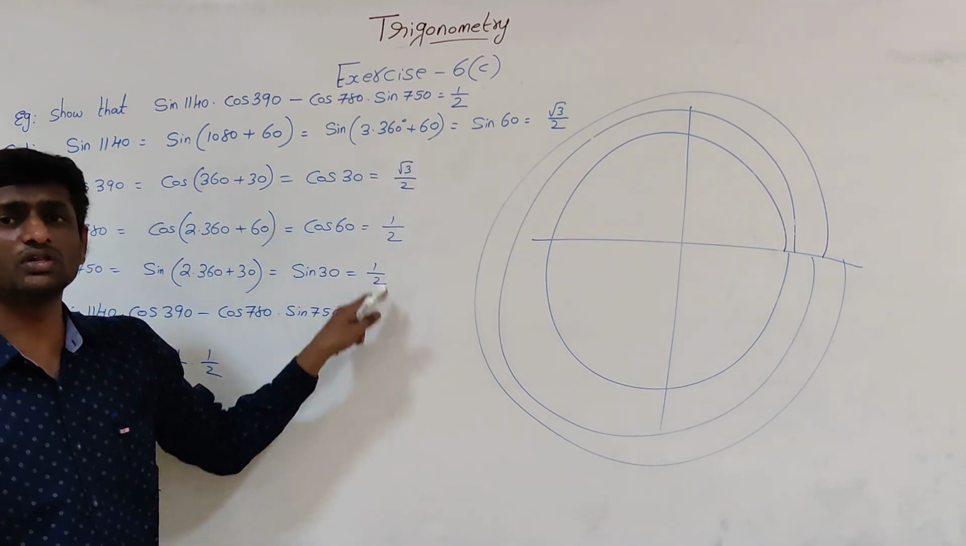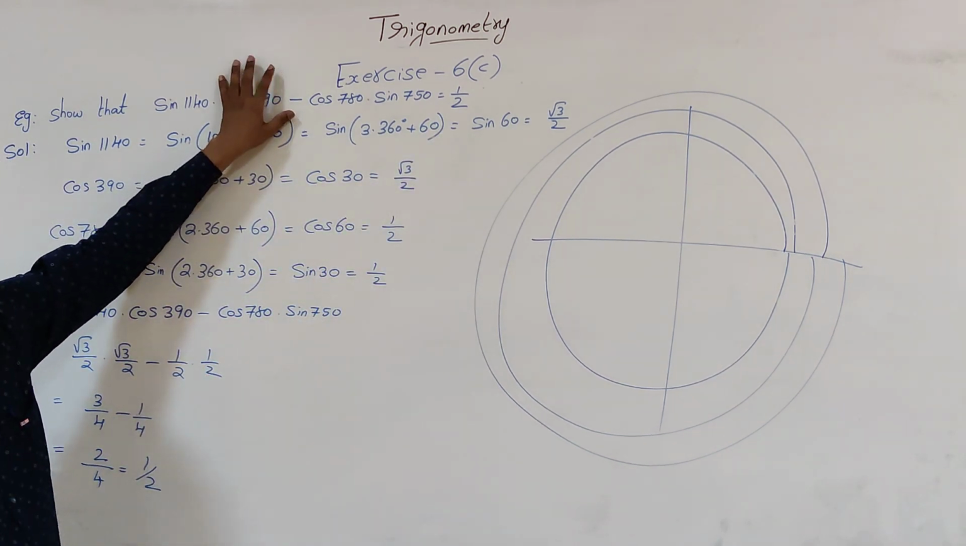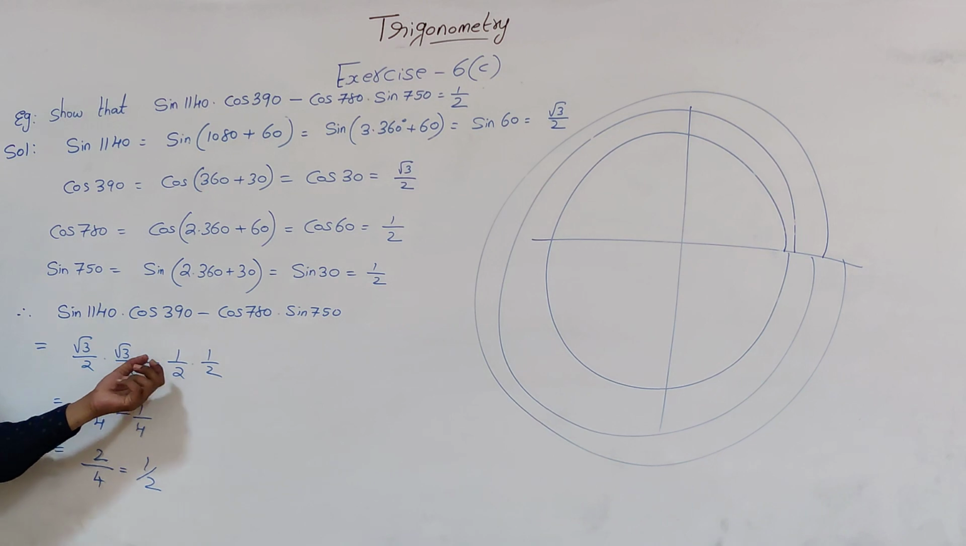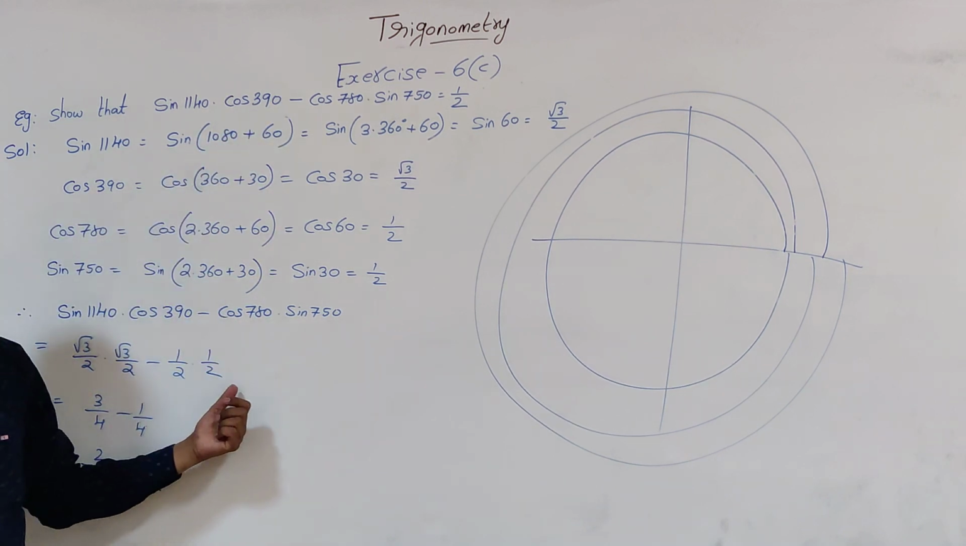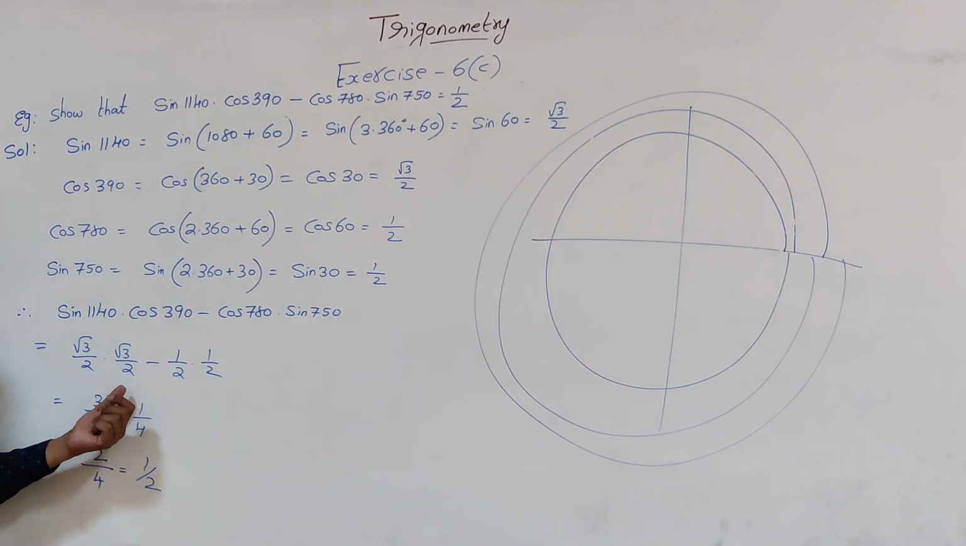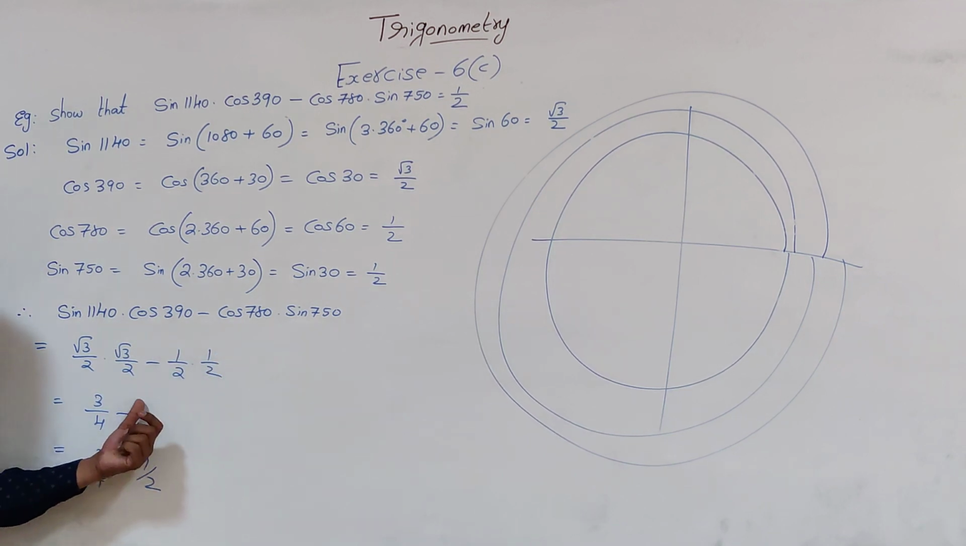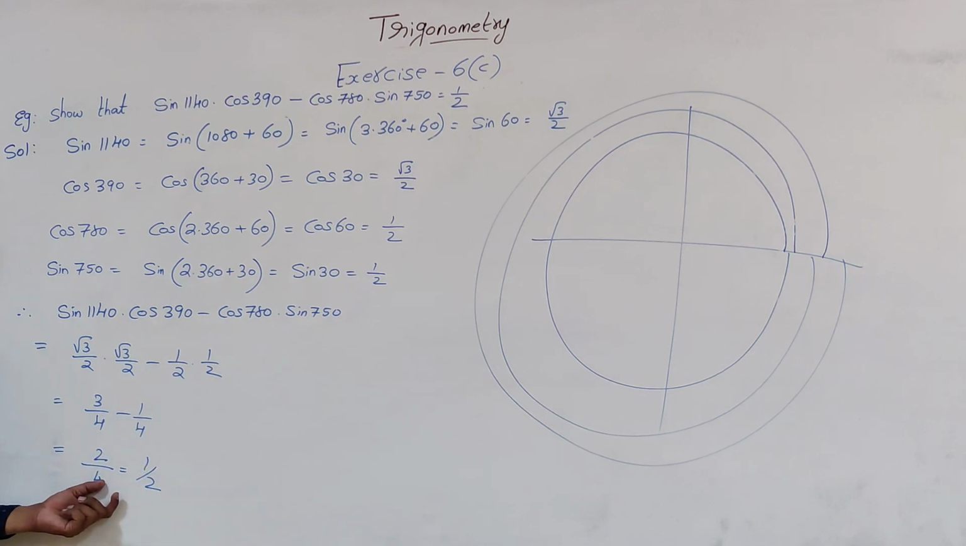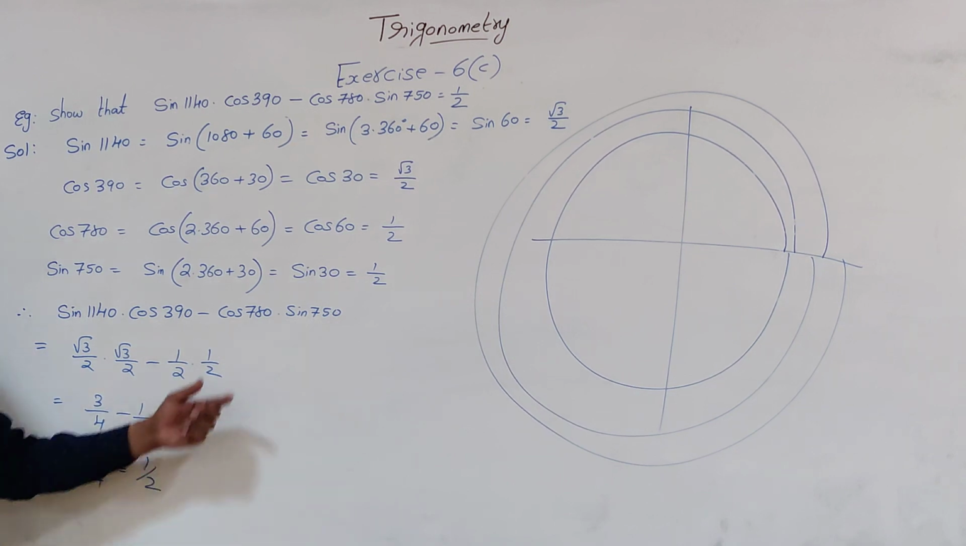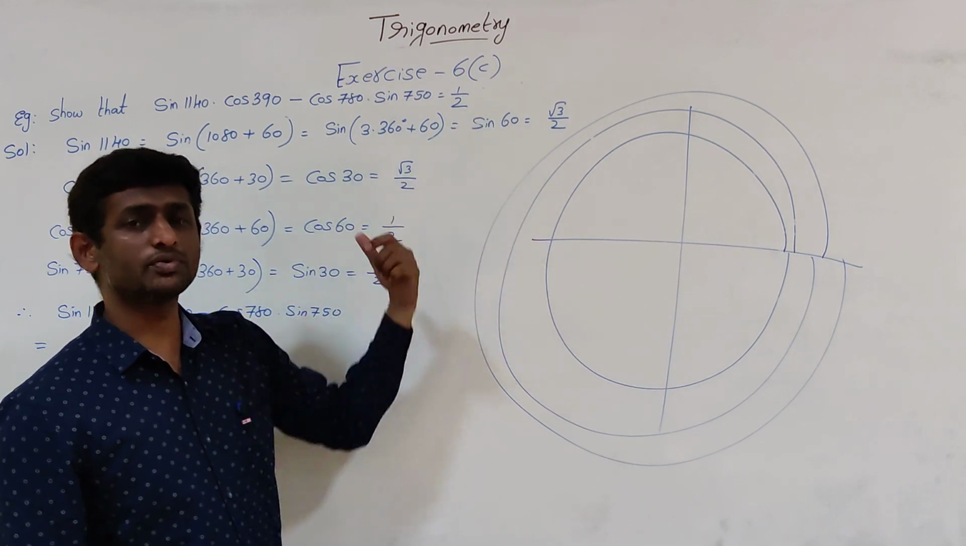Now if you substitute all the values in this LHS, that is root 3 by 2 into root 3 by 2, minus 1 by 2 into 1 by 2. So root 3 by 2 whole square means 3 by 4. Minus 1 by 2 into 1 by 2 is 1 by 4. As the denominator is the same, 4 is the LCM. So in the numerators, we have 3 minus 1, which is 2. 2 by 4 gives 1 by 2. That is the RHS. Next problem.